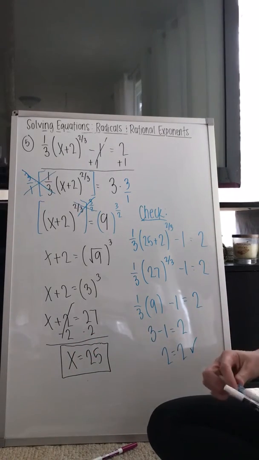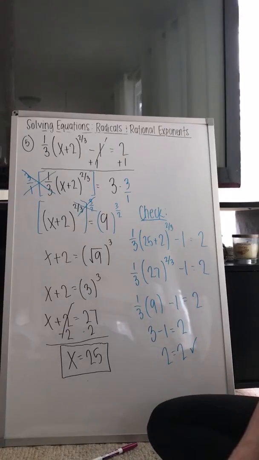So hopefully these examples have helped you. Now you can go ahead and try numbers 23 through, I believe it's 30 in your packet. Please let us know if you have questions.